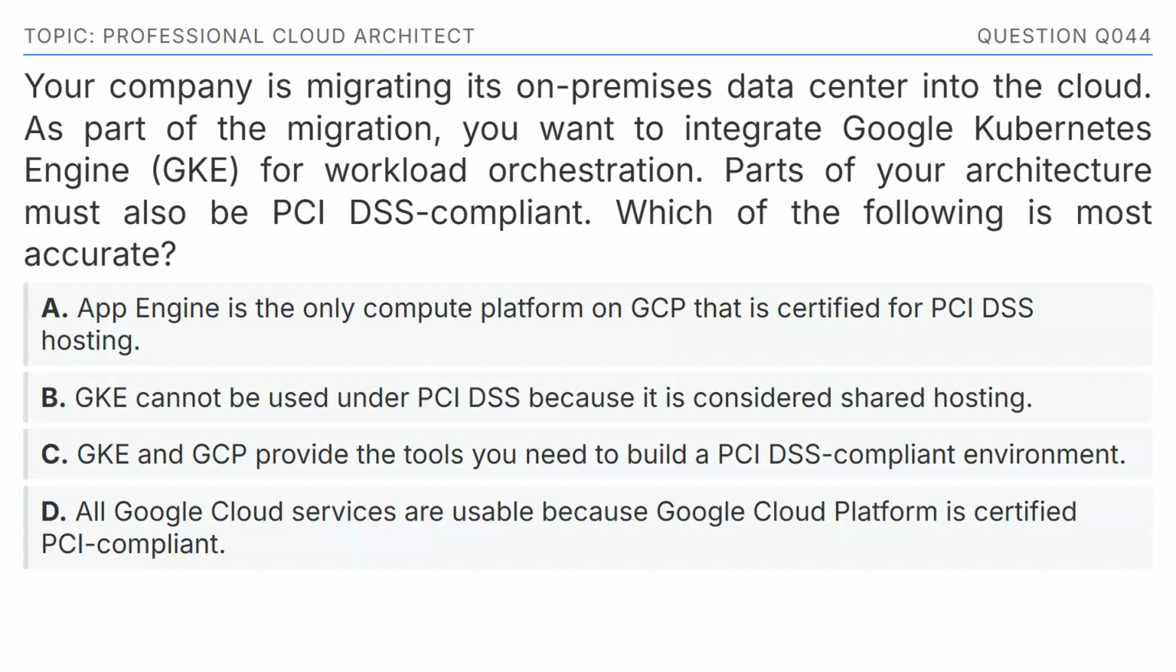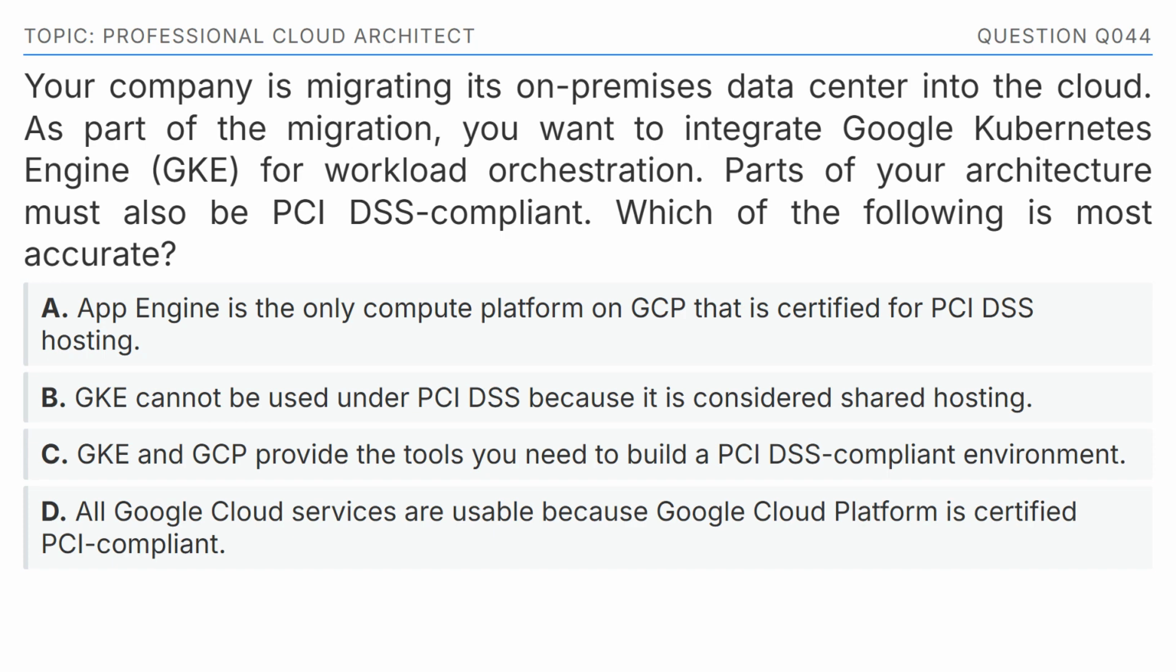Your company is migrating its on-premises data center into the cloud. As part of the migration, you want to integrate Google Kubernetes Engine, GKE, for workload orchestration. Parts of your architecture must also be PCI DSS compliant. Which of the following is most accurate?